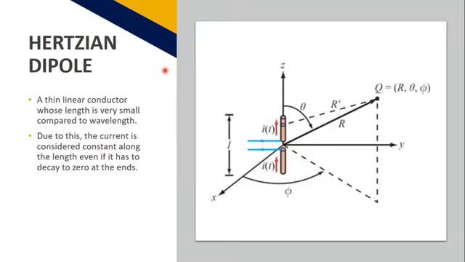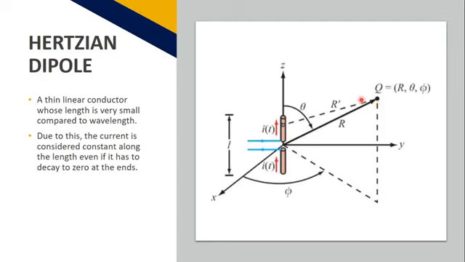Next is about the Hertzian dipole. This is a very small dipole, which means the length of the conductor that we consider is going to be very small. This is actually a comparable statement. We construct this length to be very small when compared to the wavelength.